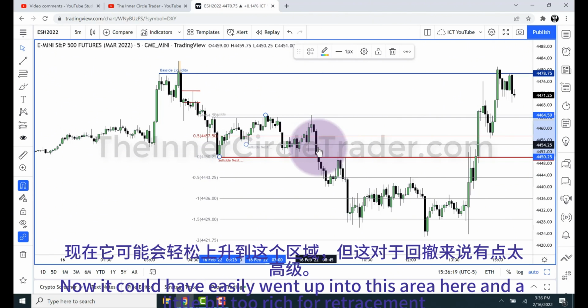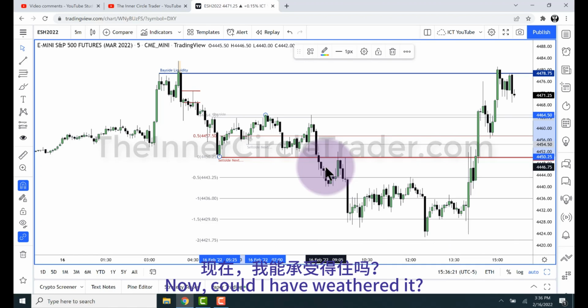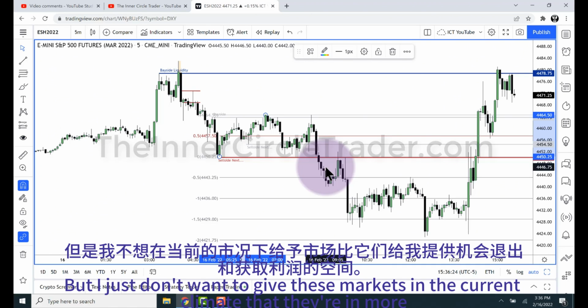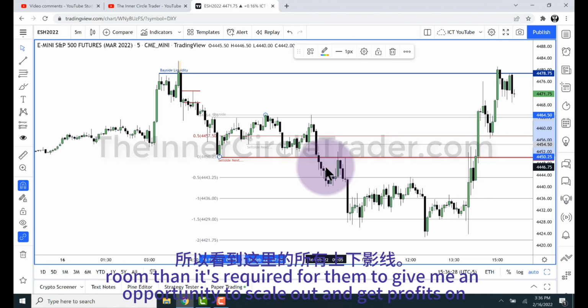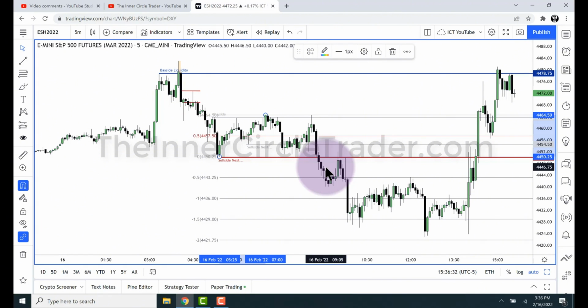It would have been a little bit too rich for a retracement for me. Now, could I have weathered it? Yes. But I just don't want to give these markets, in the current climate that they're in, more room than it's required for them to give me an opportunity to scale out and get profits on the trade.